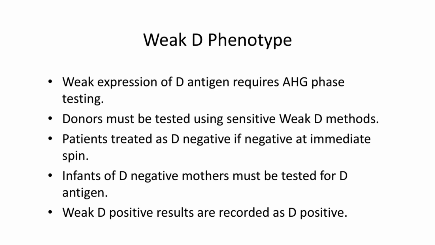Blood donors must be tested using the AHG phase or a sensitive weak D method to ensure accurate classification. Patients, however, do not need to be tested for weak D. If they test negative at immediate spin, they are treated as D negative and can receive D negative blood products.